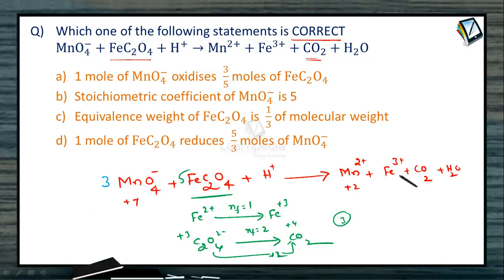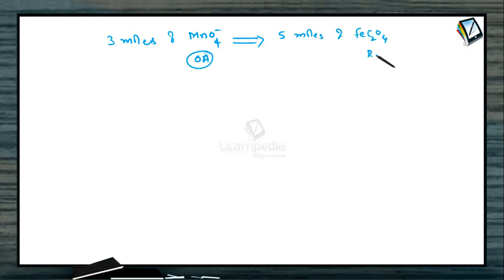And now balancing manganese, iron, carbon dioxide on the right hand side by taking these stoichiometric coefficients into account. 3 MnO4 minus, so this is 3. 5 iron atoms, so 5. 5 into 2, 10 carbon dioxides. From where we can understand that every 3 moles of permanganate oxidizes 5 moles of ferrous oxalate. That is, every 3 moles of permanganate MnO4 minus oxidizes 5 moles of ferrous oxalate. And in this, permanganate is the oxidizing agent, whereas ferrous oxalate is the reducing agent.